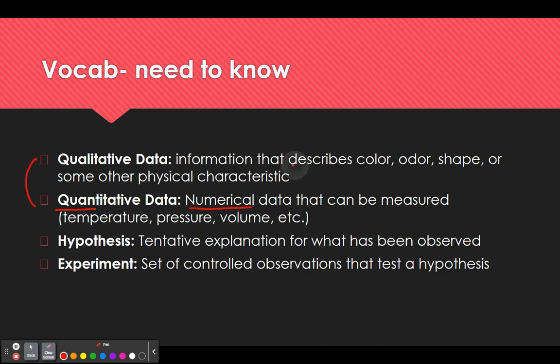Qualitative data are descriptors. So if I'm looking for signs of a chemical reaction, that's not like a number that I'm measuring. It's just something I'm looking for or describing. A hypothesis then is a tentative explanation. A lot of times, again, these are written as if-then statements. And then an experiment is a controlled way of observing results in testing a hypothesis. So the big thing here is it's controlled, it's repeatable, it's going to be the same every time I conduct this test.